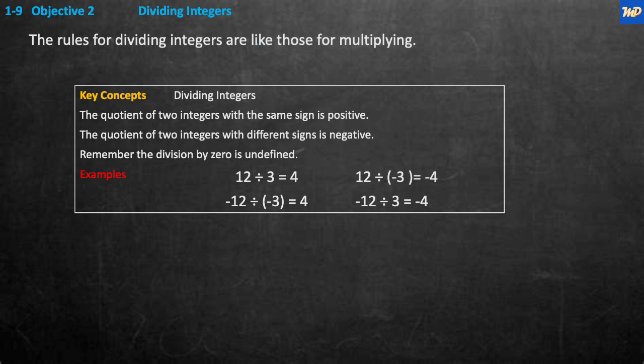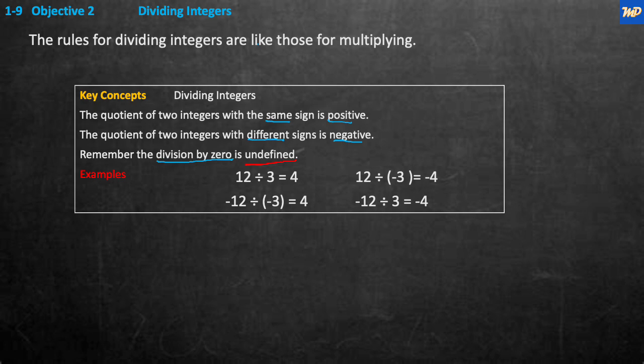So key concepts, dividing integers. The quotient of two integers with the same sign is positive. The quotient of two integers with different signs is negative, just like in multiplication. Same sign, positive. Differing signs, negative. Except for the little hook now. Remember that division by 0 is undefined. Okay? Division by 0, you cannot do it.